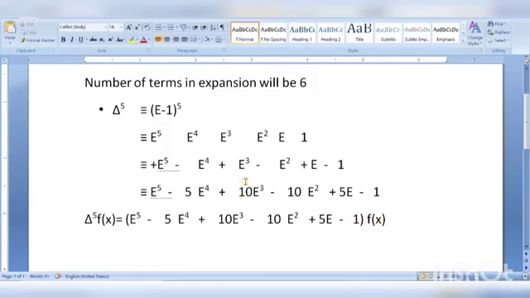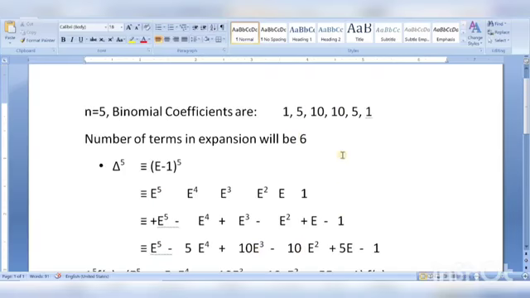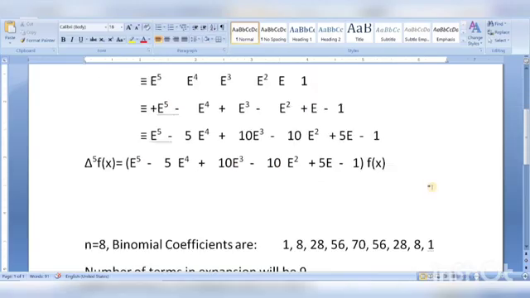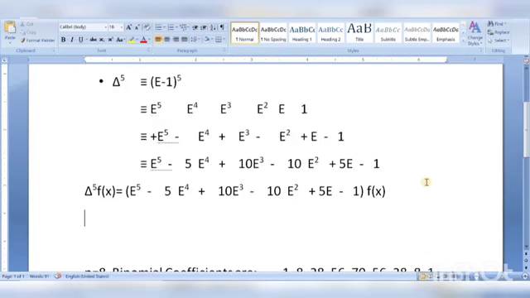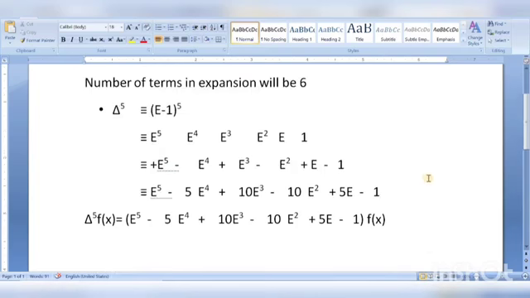Here I have explained in 3 steps. In the first step we are writing the powers of e in the decreasing way. In the second step, we are writing down the signs, alternate positive, negative sign. And in the last step, we are substituting the binomial coefficients, which we have taken from the Pascal triangle, right? So in this way, immediately we can obtain these powers of delta.